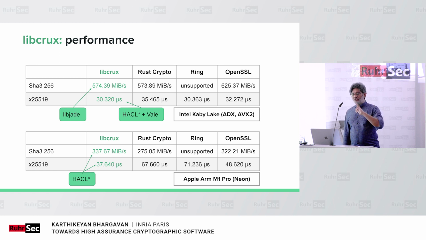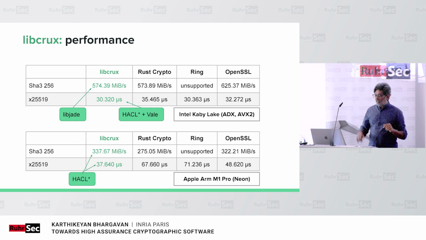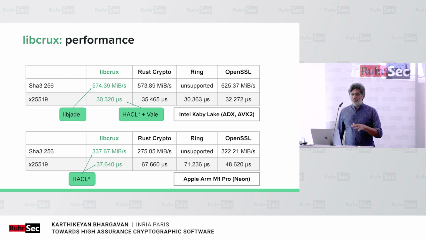If you want to use SHA-3, you can use the libjade version, which is as fast as anything else out there, and which is Intel assembly. If you're on a Mac and you have an ARM M1 Mac, in that case, you can only use the portable C versions right now, because we don't have ARM assembly verified implementations at this moment. But you can see the performance is actually pretty darn good. There's no issue. It's as fast as, if not faster than, anything else that you would be able to find.